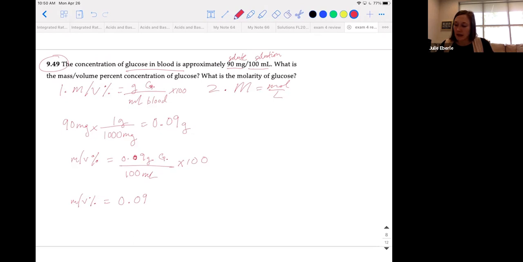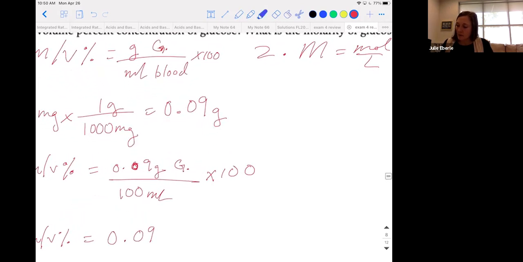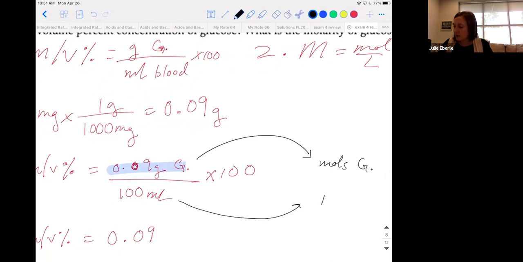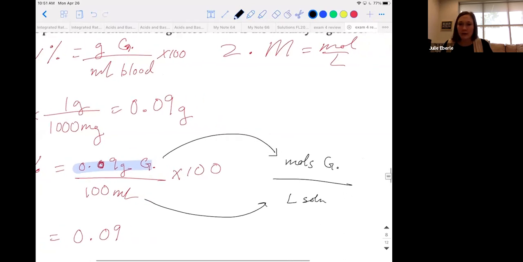Okay. Now, how do we convert this to moles per liter? I'm going to zoom in for a second. We have grams of glucose, and we're trying to convert this to moles of glucose. We have milliliters of solution, and we're trying to convert this to liters of solution. That's molarity, moles per liter, right? So how do we convert from grams to moles? Yep, Keegan, molar mass.